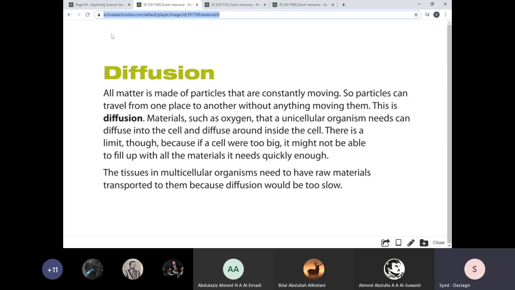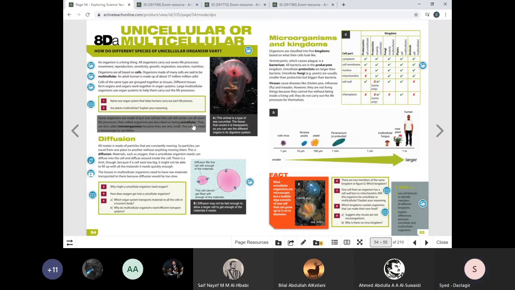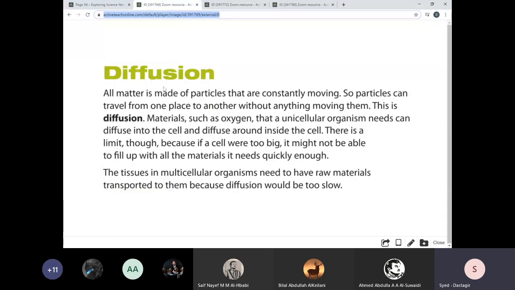Okay, so now we move on. Actually, just before then, it says here, some organisms are just made out of one cell. But this cell still carries out all of the 7 life processes. This one-celled organism is described as? Unicellular. They are also called microorganisms because they're very, very small. So some living things are actually only one cell.